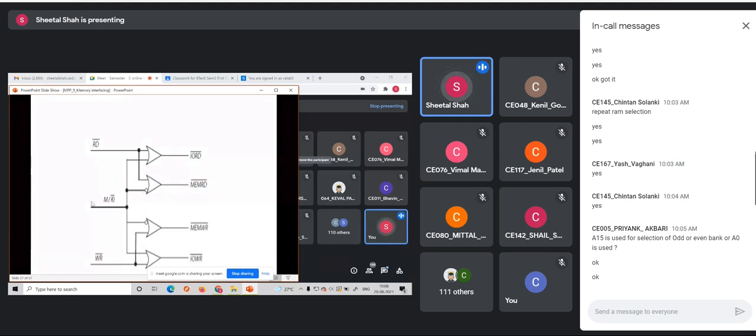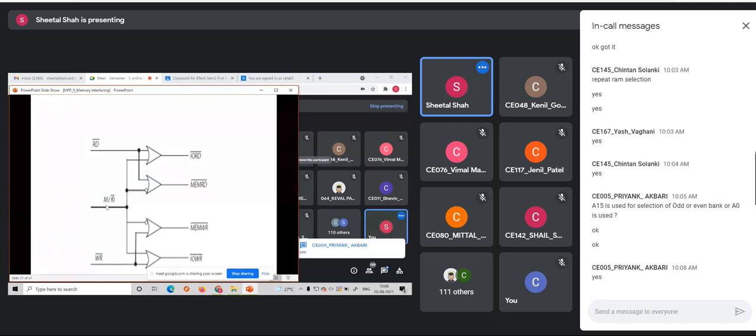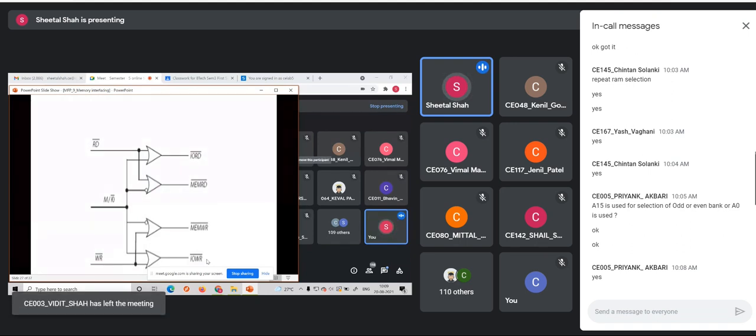If M/IO bar is 1, it implies it has to perform the operation with the memory. So if it is 1 here and the inverted input is given, that means it becomes 0 here, and read bar is here. So if 0 is ORed with 0, the output would be 0. And since we are asserting the memory read operation when it is low here, hence it is memory read bar. Similarly, we can have memory write bar as well as IO write bar. Hope everyone is clear with this. How can we generate these signals? Follow?